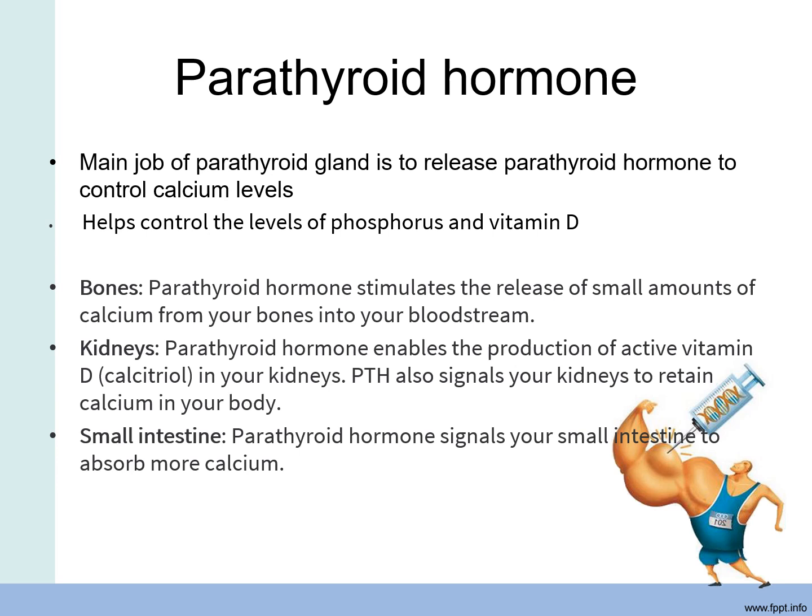The parathyroid hormone does stimulate the release of small amounts of calcium from our bones into our bloodstream. In the kidneys, the parathyroid hormone works here to enable the production of vitamin D, calcitriol. The PTH also signals our kidneys to retain calcium in the body rather than flushing it out, and to help get rid of phosphorus in the urine, because as we're going to see in some upcoming slides, calcium and phosphorus work opposite of one another. In the small intestine, the parathyroid hormone signals our small intestine to absorb more calcium as well as phosphorus from the food that we eat.